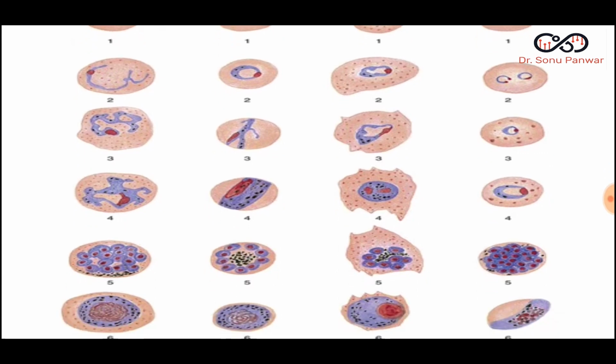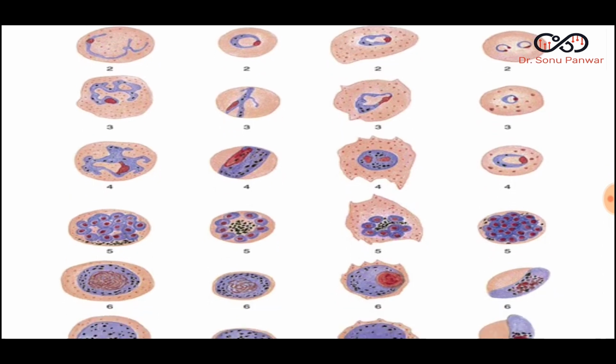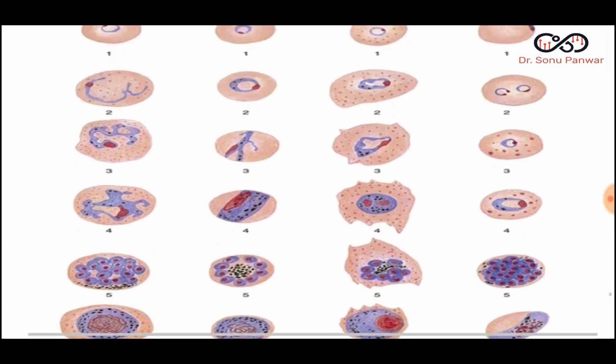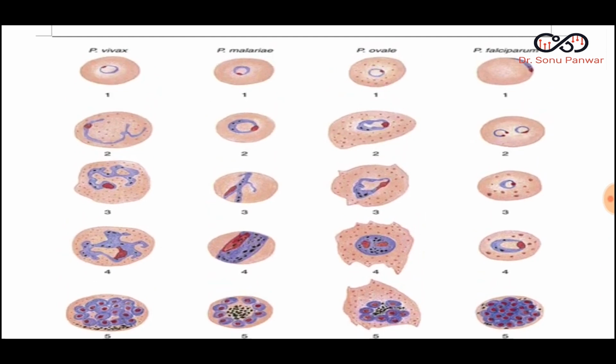And other than that, the sixth one is again a microgametocyte with dispersed chromatin, and the seventh one is another macrogametocyte with compact chromatin. So these are all the seven points regarding Plasmodium malariae. Okay.